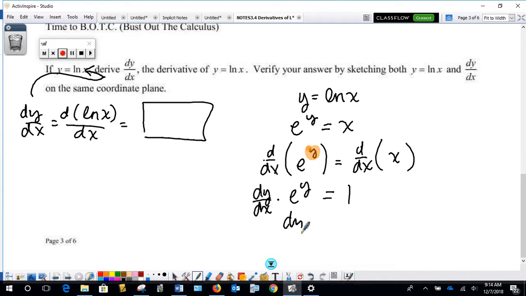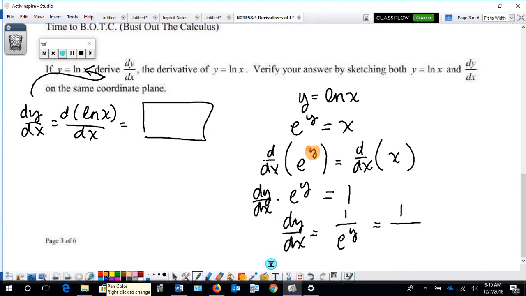So dy dx is equal to 1 over e to the y. Now, what's different about this derivative is that before, all of our derivatives were functions of x. Now I have a derivative that is a function of y. But I can fix that. I'm going to go right back to x. What is e to the y equal to?